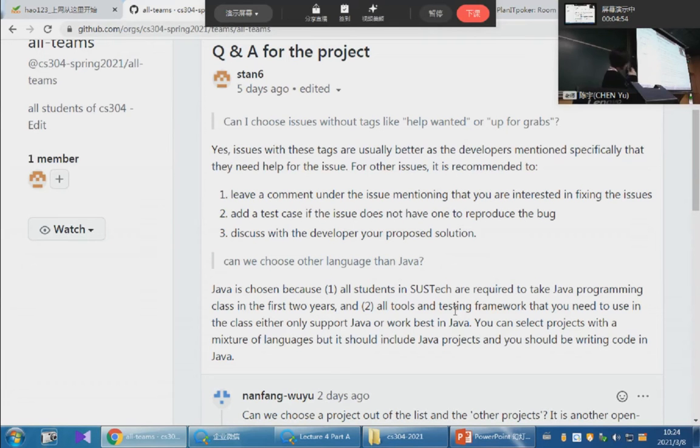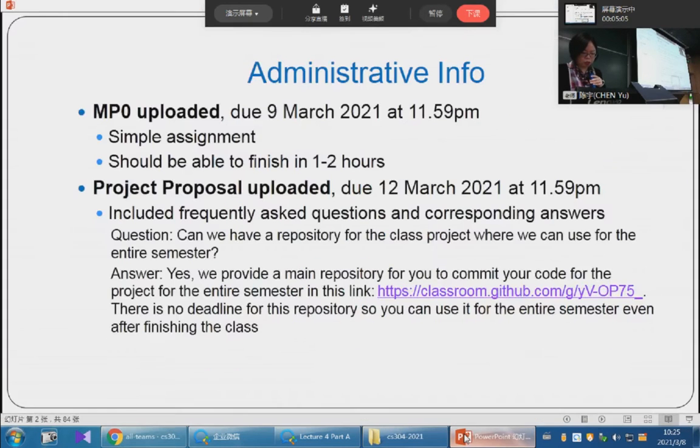I think all of this is in the frequently asked questions. Another thing is about the language. Language-wise, I already answered these questions. It's even in the Q&A in the instructions, so we'll not answer these details. MP0 is due, I think, tomorrow. If you haven't done this, in my last lab I think everyone kind of finished it. So just make sure that you finish this before you finish the project proposal, because essentially the project proposal you need to write in Markdown. If you don't know the syntax, how to write the README correctly, then it's not really good. So we ask you to finish this first before finishing the project proposal.